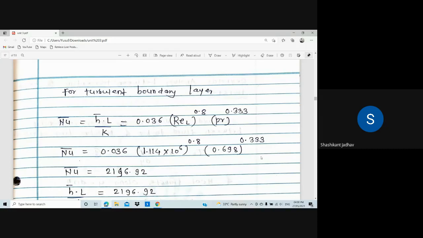Reynolds number we have found out, 1.114 into 10⁶ raised to 0.8. Prandtl number we know, 0.698 raised to 0.33. From that we got the Nusselt number. Average Nusselt number is equal to 2196.92. Okay, and Nusselt number is h L by K, h dash into L by K.